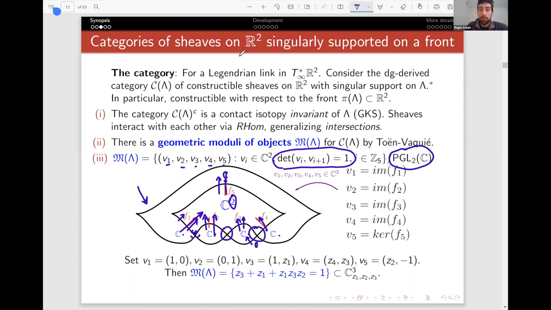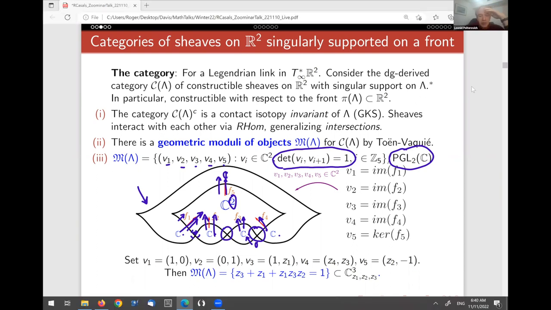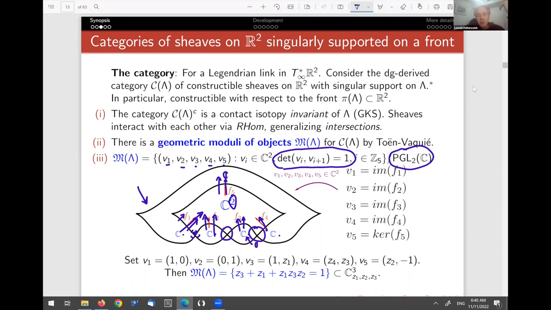Sorry, I lost you. So what is this determinant condition? And actually, it would be nice if you slightly elaborate. So geometric moduli space of objects. Each word I probably understand, but I don't understand the sentence.